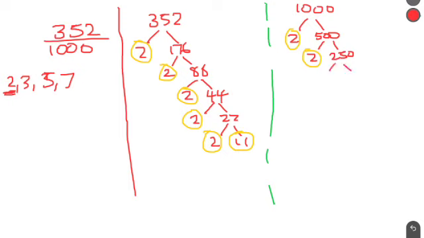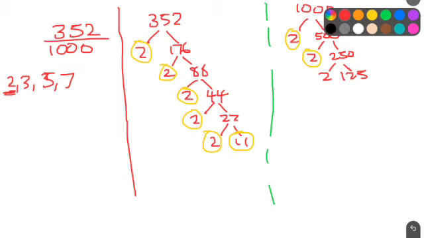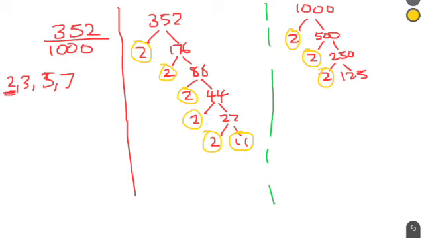Now 250, yes, 2 can still go into that. 2 times 125. This is a prime number, so we're considering that. We say 125. Can 2 go into 125? The answer is no. So now we want to consider 3. Can 3 go into 125? The answer should be no. 3 cannot go into 125 without a remainder.